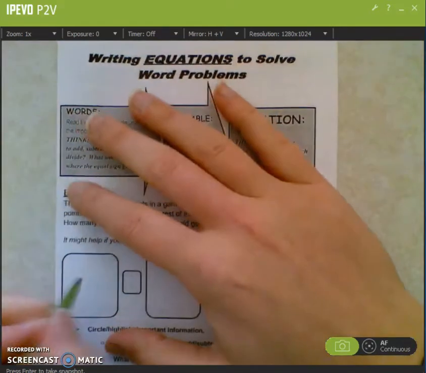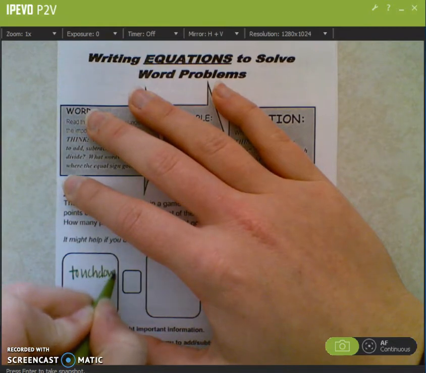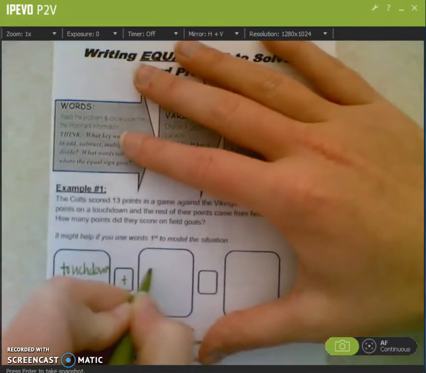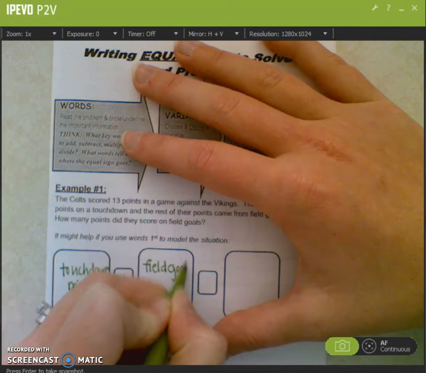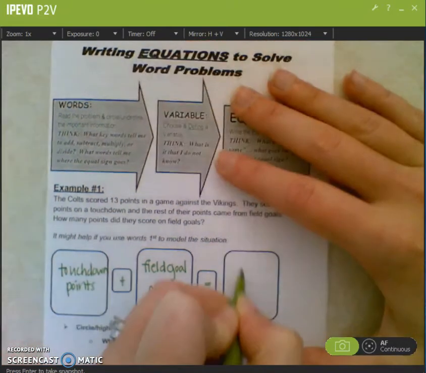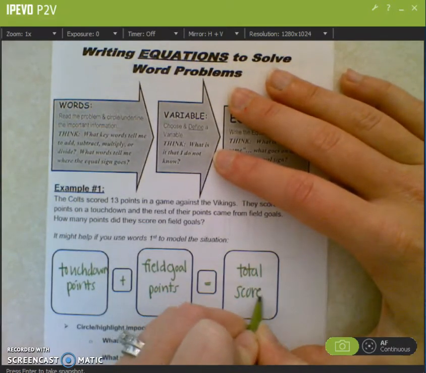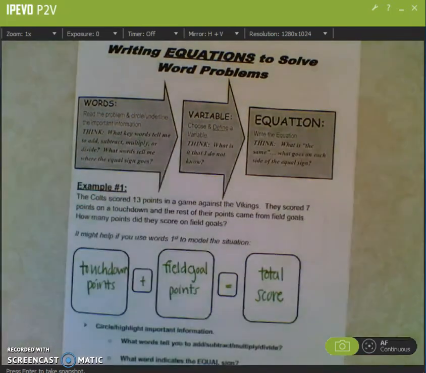So I know that their touchdown points plus their field goal points equals their total score. So it's just good to start out by thinking that through a little bit.